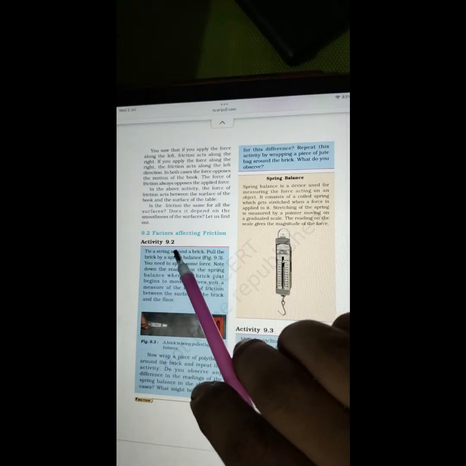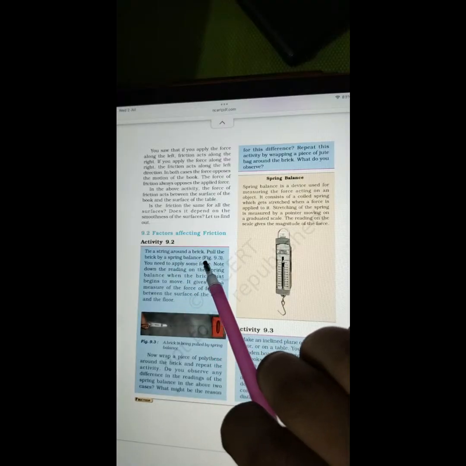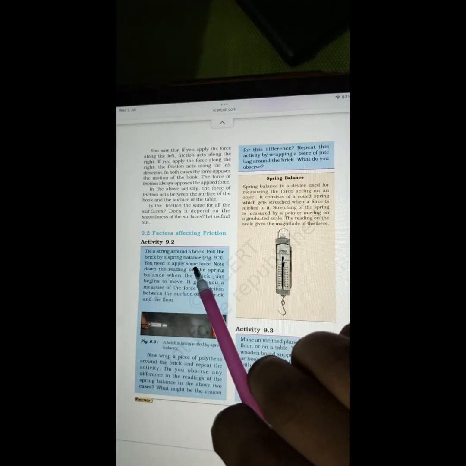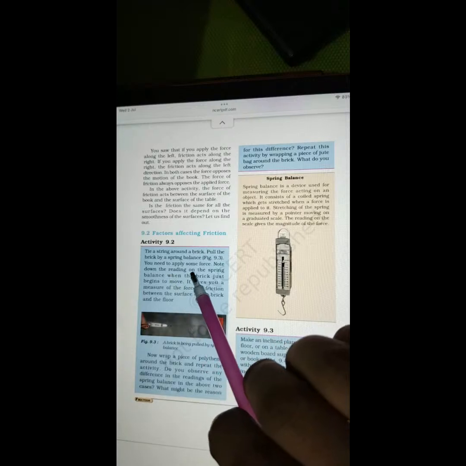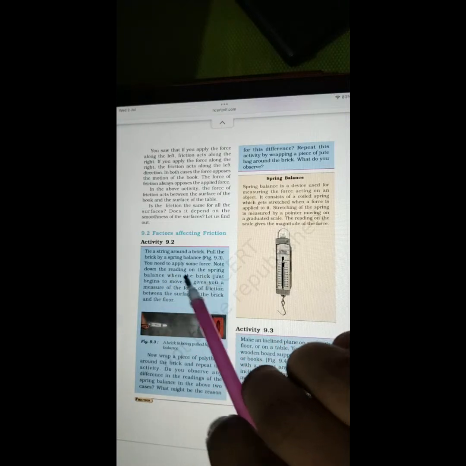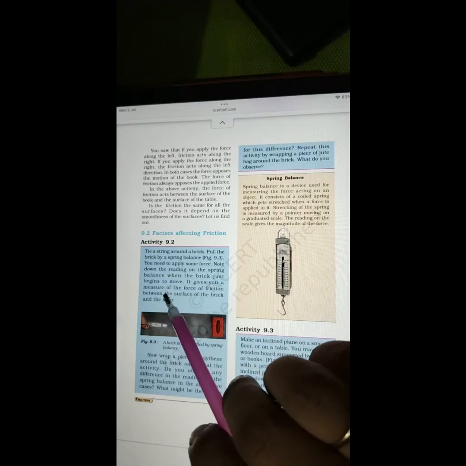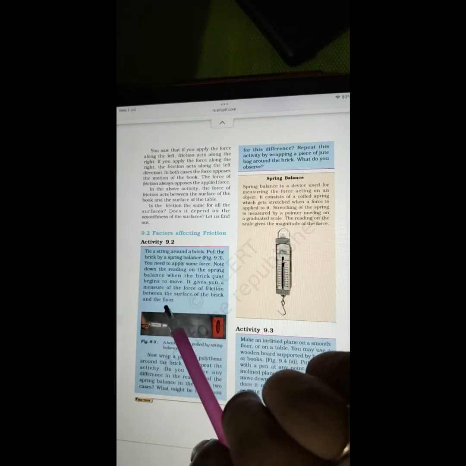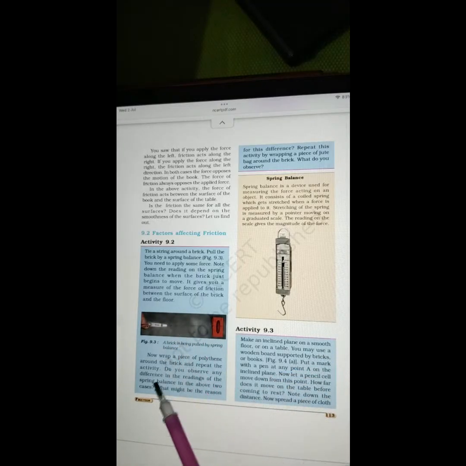Activity 9.2. Tie a string along a brick. Pull the brick by a spring balance. You need to apply some force. Note down the reading on the spring balance when the brick just begins to move. It gives you a measure of the force of friction between the surface of the brick and the floor.